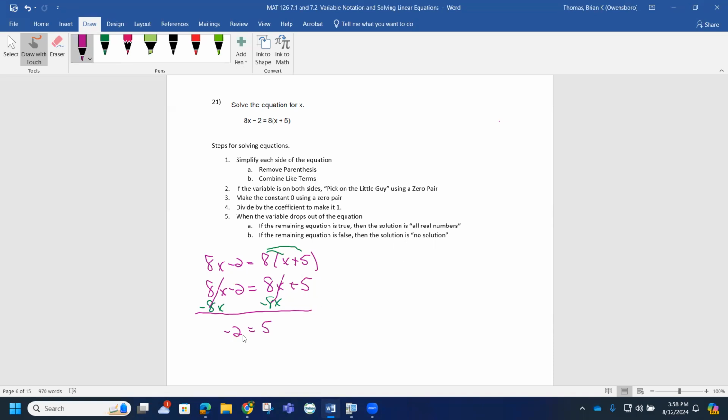Well, notice that in our problem, does -2 equal 5? That's not a true statement. A loss of 2 is not the same thing as a gain of 5, so this is a false statement. So since this is a false statement, we do not have a solution. We write this as no solution. So it doesn't matter what you pick for x, it's never going to be possible to make this equation balanced, or in other words, equal on each side of the equation.